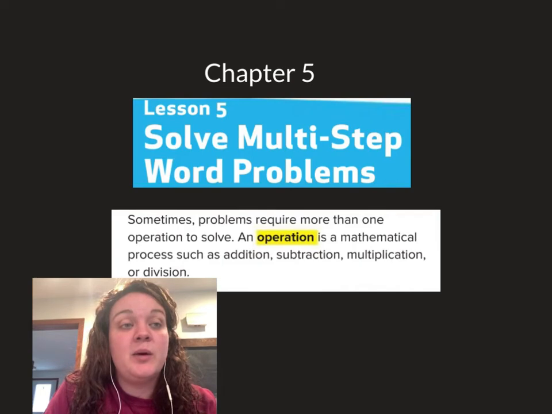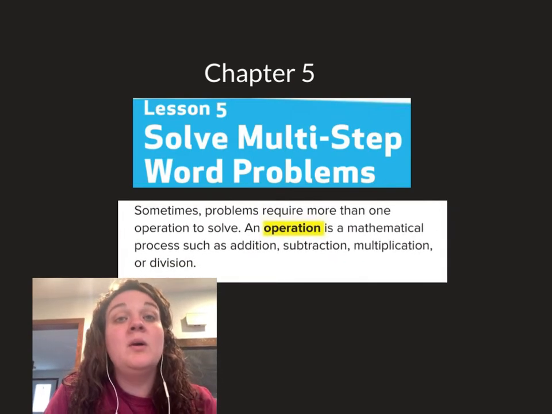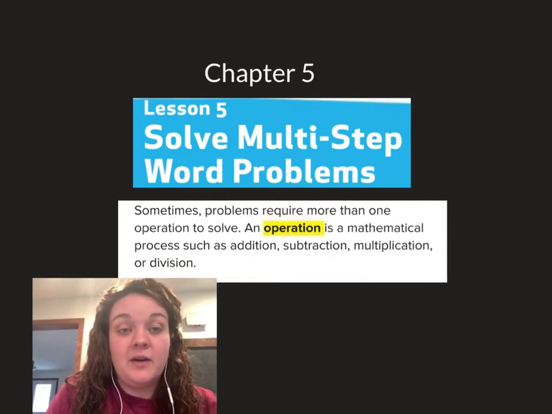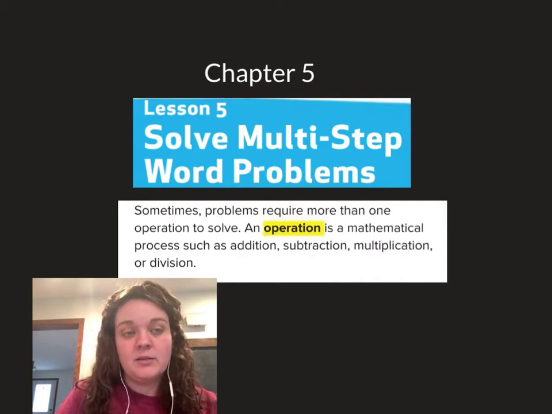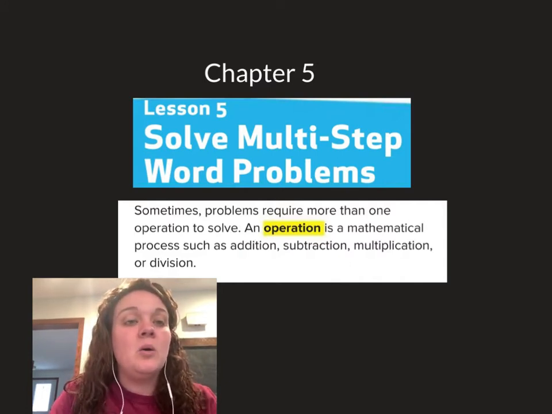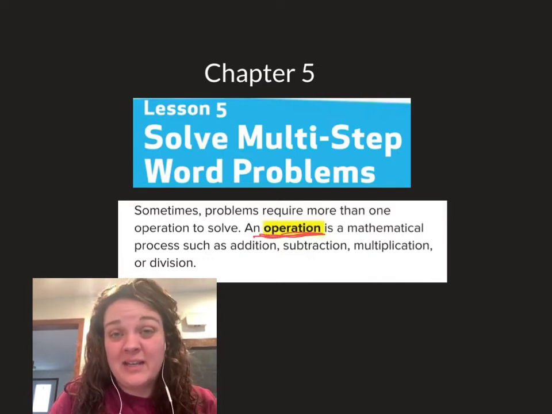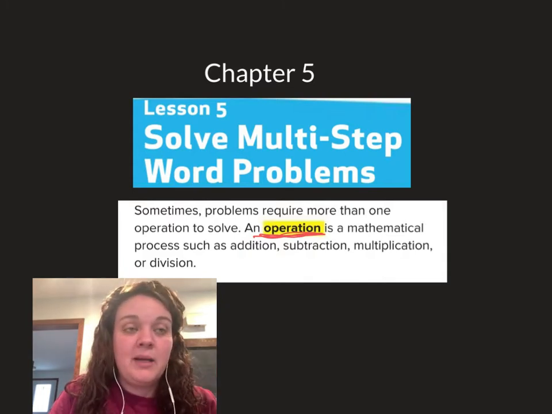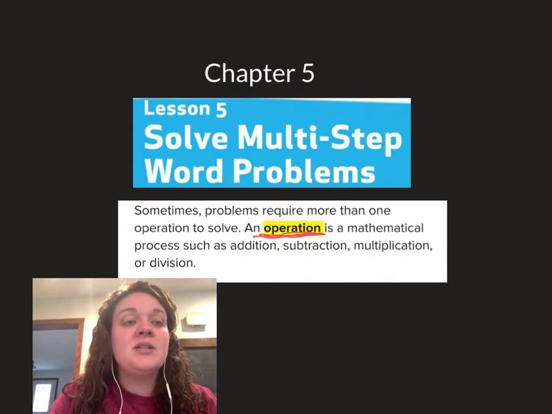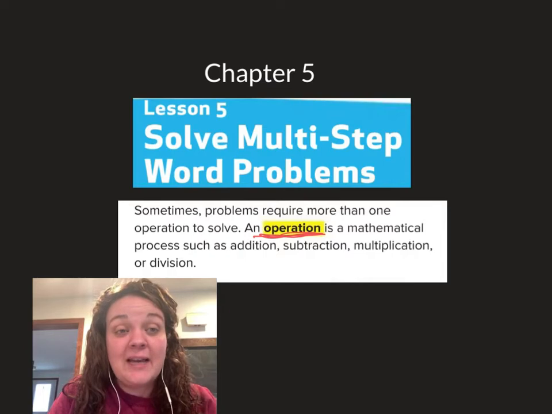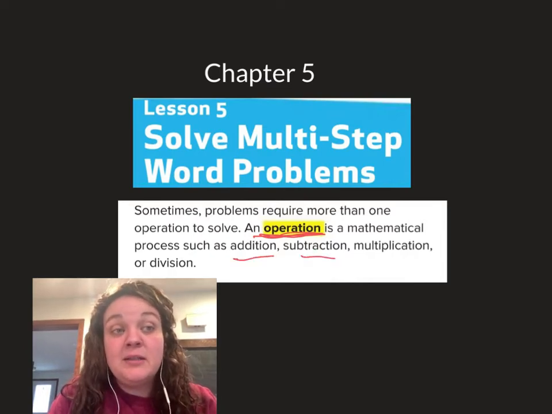Sometimes problems require more than one operation to solve, right? Sometimes we need to add, then multiply. So an operation. Now this is a word I refer to quite often, so this is a good one to find a special spot in your memory bank. An operation is a mathematical process such as addition, subtraction, multiplication, or division.